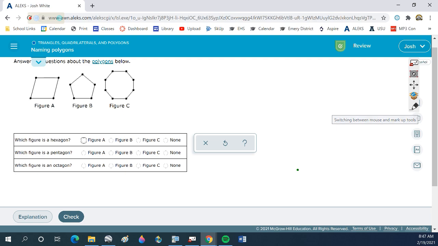What do we call a four-sided figure? If a polygon has four sides, what's it called? Quadrilateral. 5 sides? Pentagon. 6, hexagon. 7, heptagon. 8, octagon. What about 9?